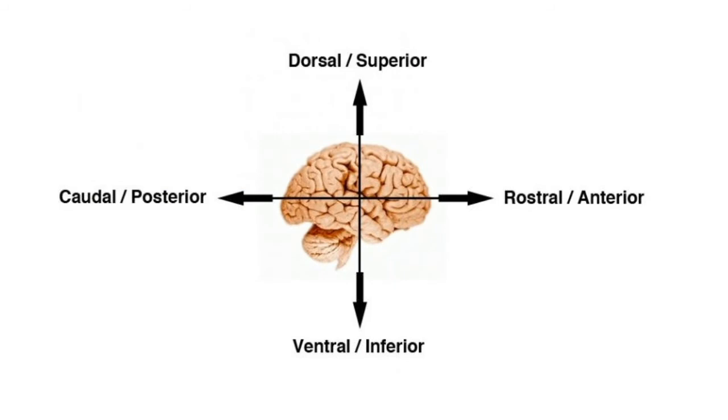Ventral and dorsal, as described above. Ventral and dorsal refer to the anterior and posterior aspects of the body respectively. However, in the context of the central nervous system, they have slightly different meanings. Ventral refers to the inferior region of the brain, while dorsal refers to the superior region, towards the scalp.